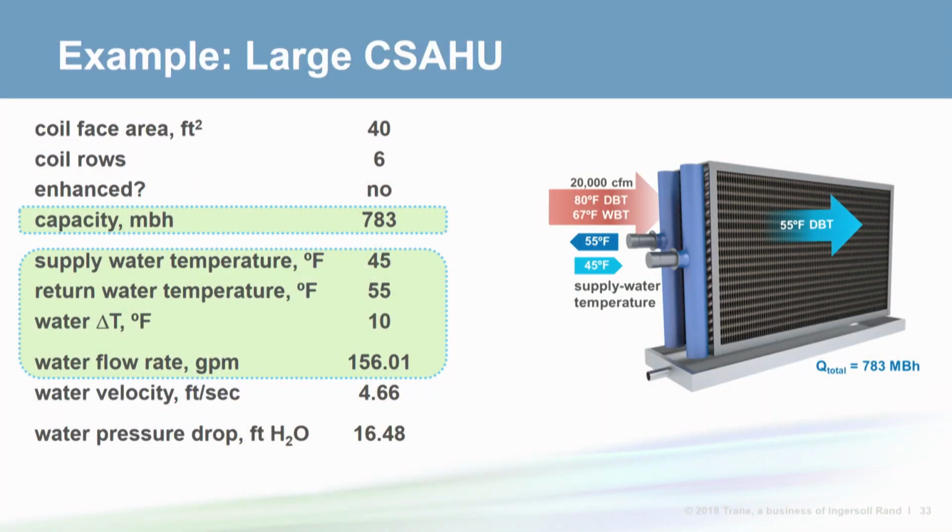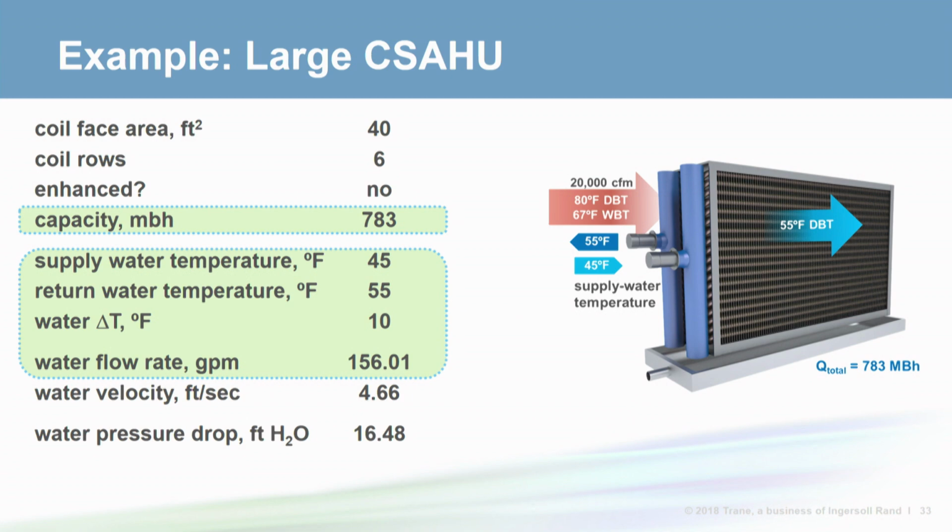In this example, we want the same airside performance from the coil. So let's see what happens when we keep all of the physical coil properties the same and select a coil with equal capacity but differing delta T. We'll accomplish this by lowering the entering water temperature until we exceed a 15-degree delta T. Since the air conditions are the same, this coil still must be able to produce the same capacity, 783 MBH.